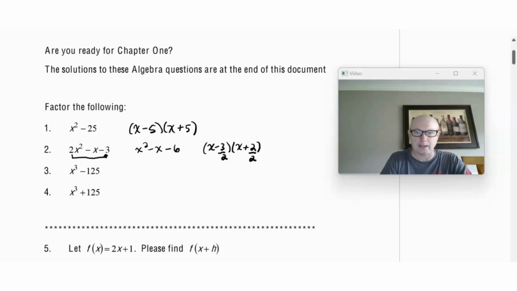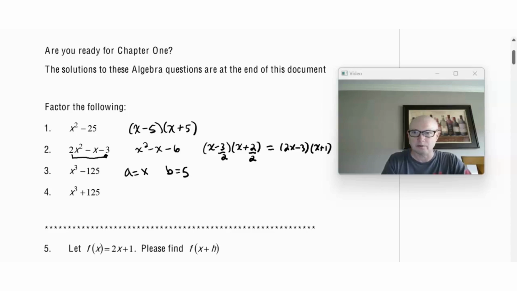And then what we would get is, if we simplified that, we would get 2x minus 3 times the quantity x plus 1. And then we can test this to make sure we have the correct answer, and that is correct there. Okay, x cubed minus 125. So this is a difference of cubes for this one. So if we want to let a equal the cube root of x cubed, which is x, and we want to let b equal the cube root of 125, which is 5.